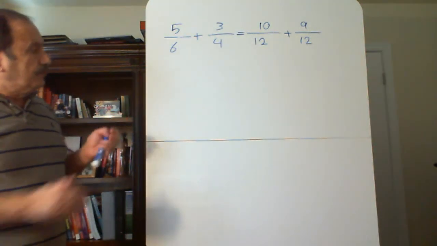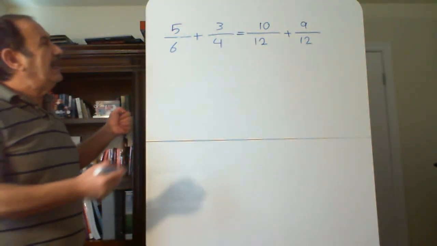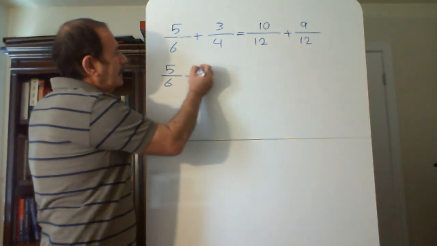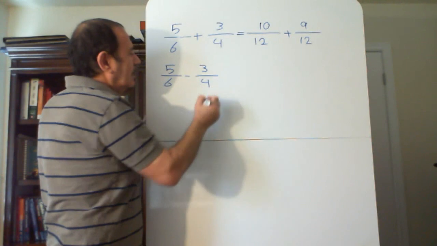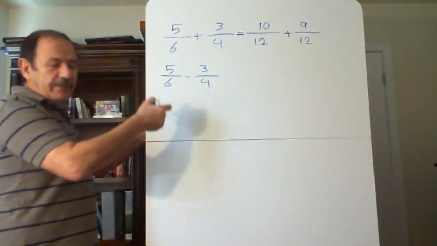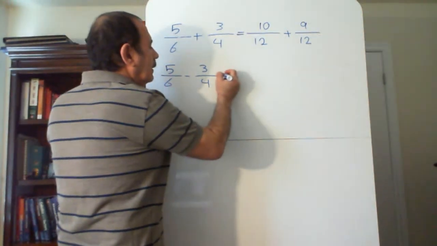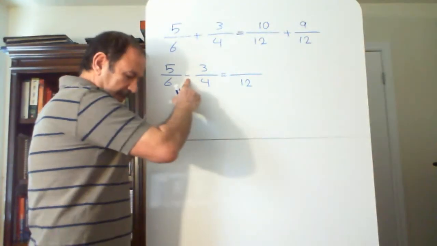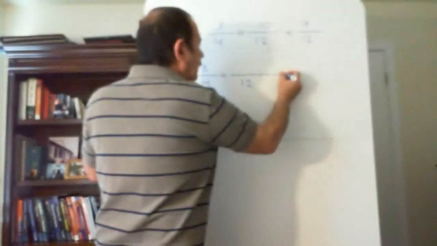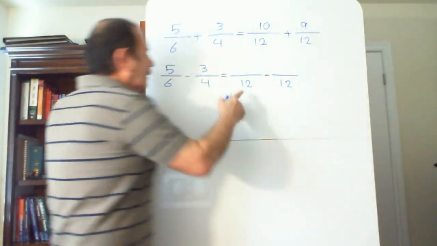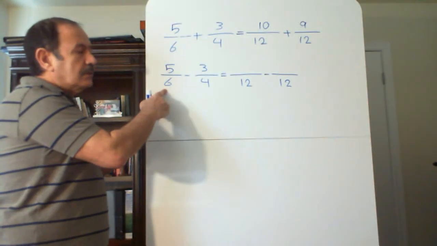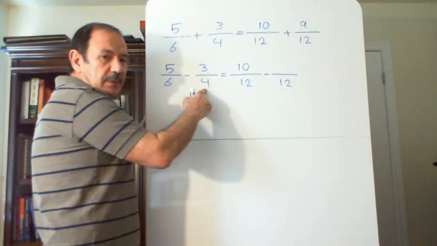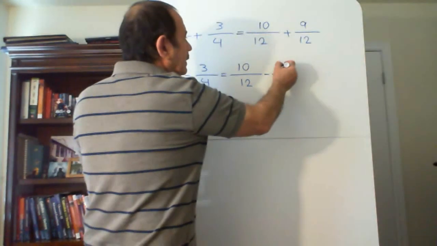I want to do the same one with a negative sign: 5 over 6 minus 3 over 4. Again, find the LCM, which is going to be 12, and this one is negative. I'm just going to keep the negative here. 12 divided by 6 is 2, 2 times 5 is 10, and 12 divided by 4 is 3, 3 times 3 is 9.